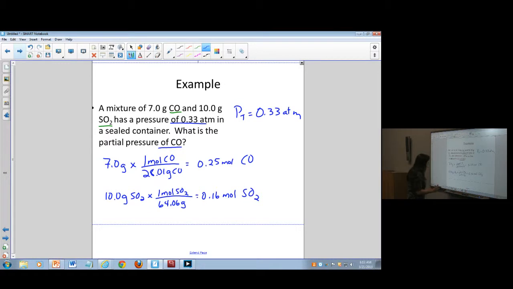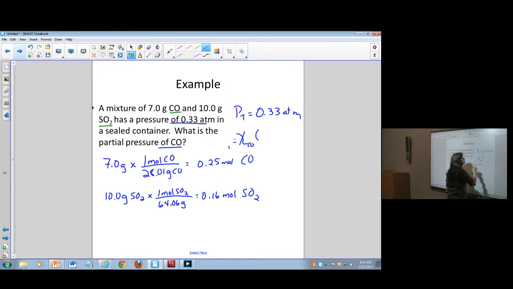Okay, so now, using the equation where I know that P_CO is equal to the mole fraction of CO times the total pressure, that's going to give me the pressure of the CO. So I'm going to take the mole fraction and multiply it times the pressure. But I need a total here. Our n total, add these two up, and this works out to be 0.41 moles total.